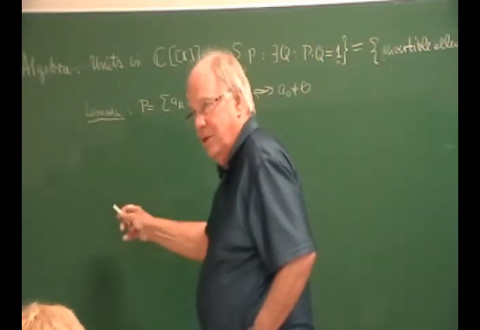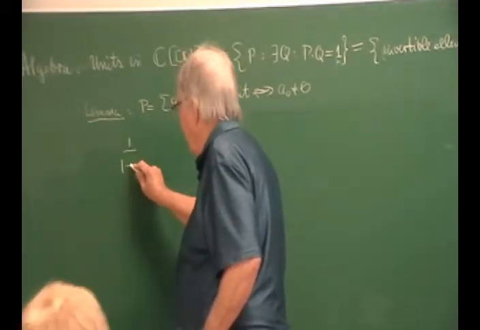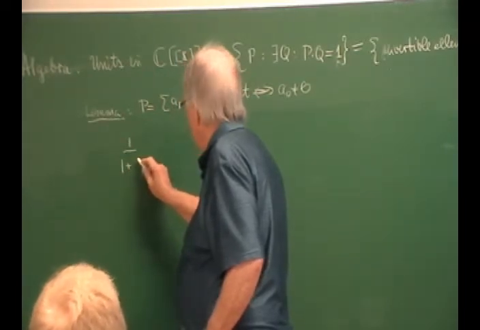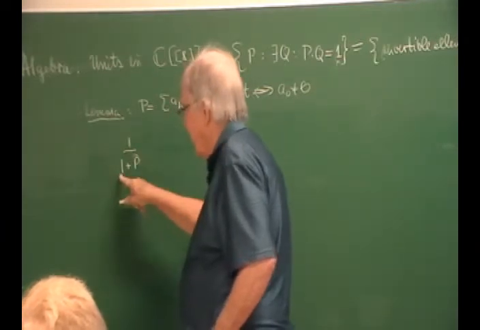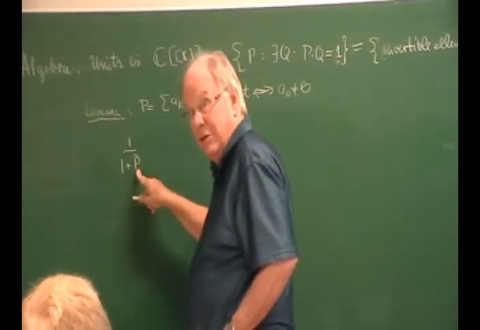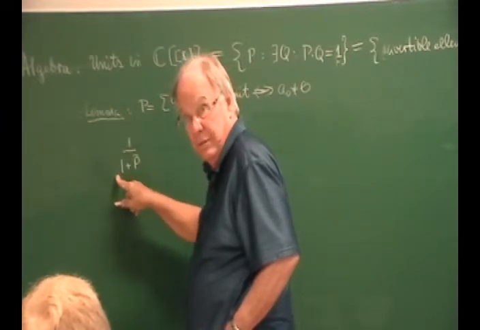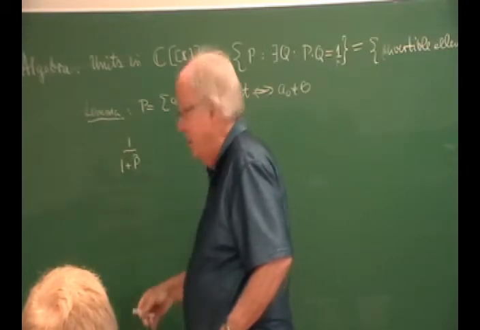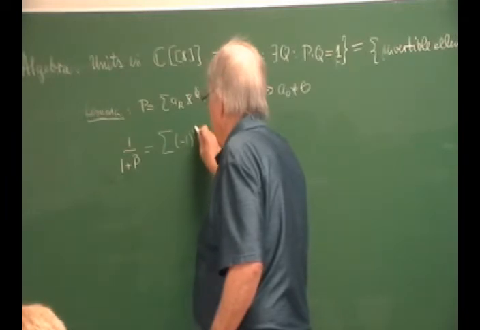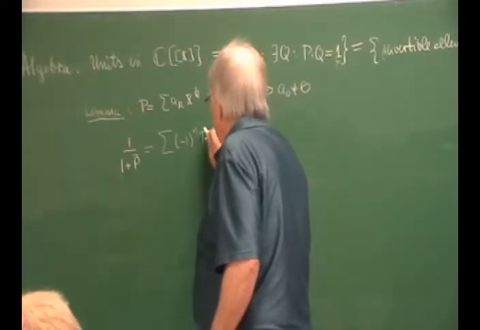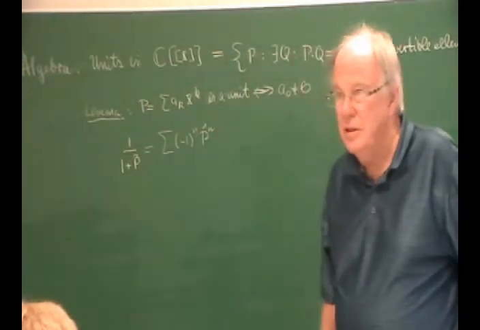And my suggestion of a proof is 1 over 1 plus something. I'm going to change P to that. All I have to do is, if a 0 is not 0, then all I have to worry about is the case a 0 equals 1. Right, just factor out a 0. And of course, this is this. Isn't that the geometric series?